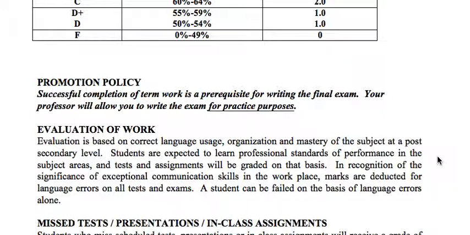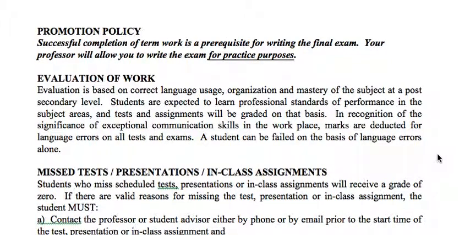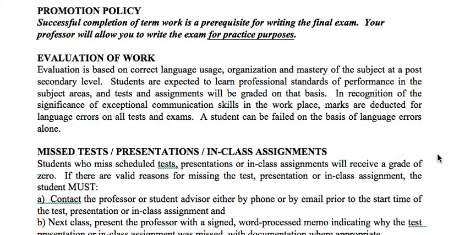That brings us to the evaluation of work. This is based on correct language use, organization, and mastery of the subject at a post-secondary level. Students are expected to learn professional standards of performance in the subject areas, and tests and assignments will be graded on that basis. In recognition of the significance of exceptional communication skills in the workplace, marks are deducted for language errors on all tests and exams. A student can be failed on the basis of language errors alone.